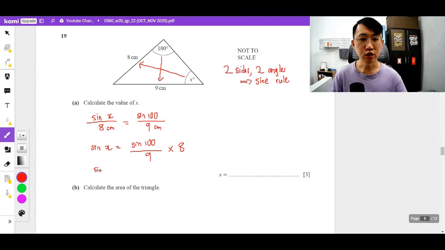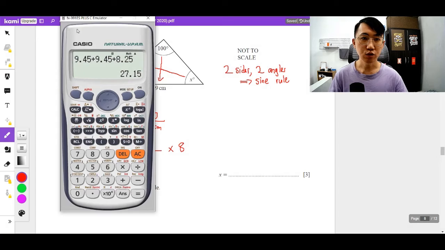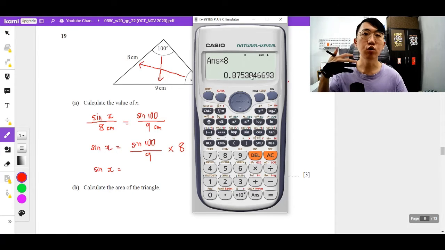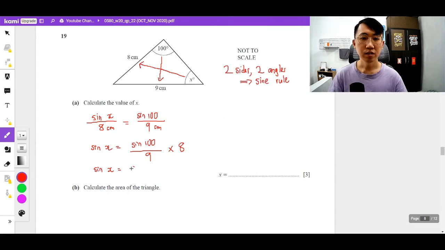Okay, so we can use our calculator to solve this right hand side first. Alright, so let us use our calculator. Sine 100, close, divided by 9 times 8. Just follow through. Okay, so you can see there are a lot of numbers, right? Always try to copy as many numbers as possible because that is to avoid your rounding error at the end. So teacher is going to copy 0.87538. Just kind of check one more time.